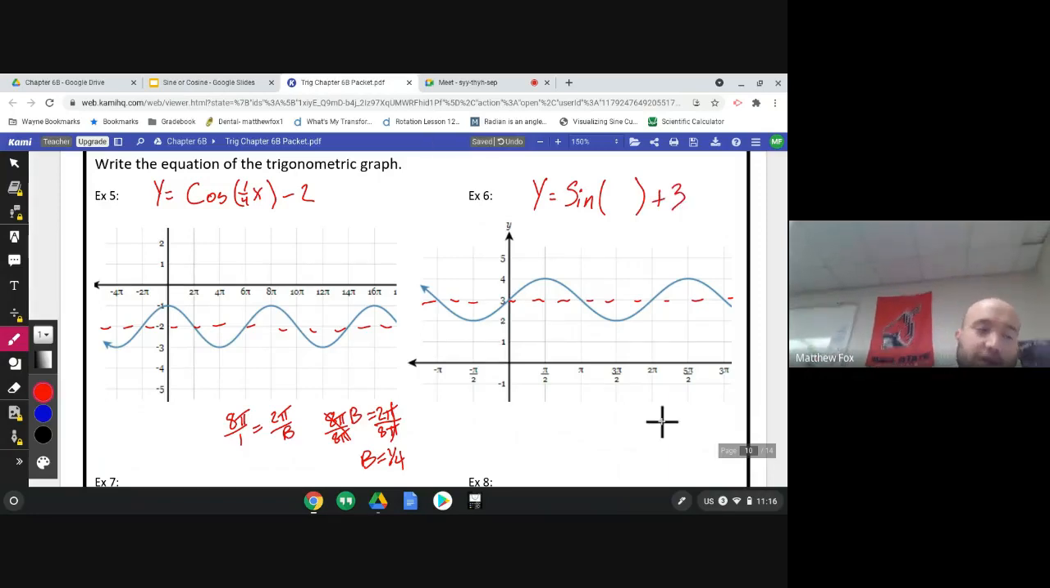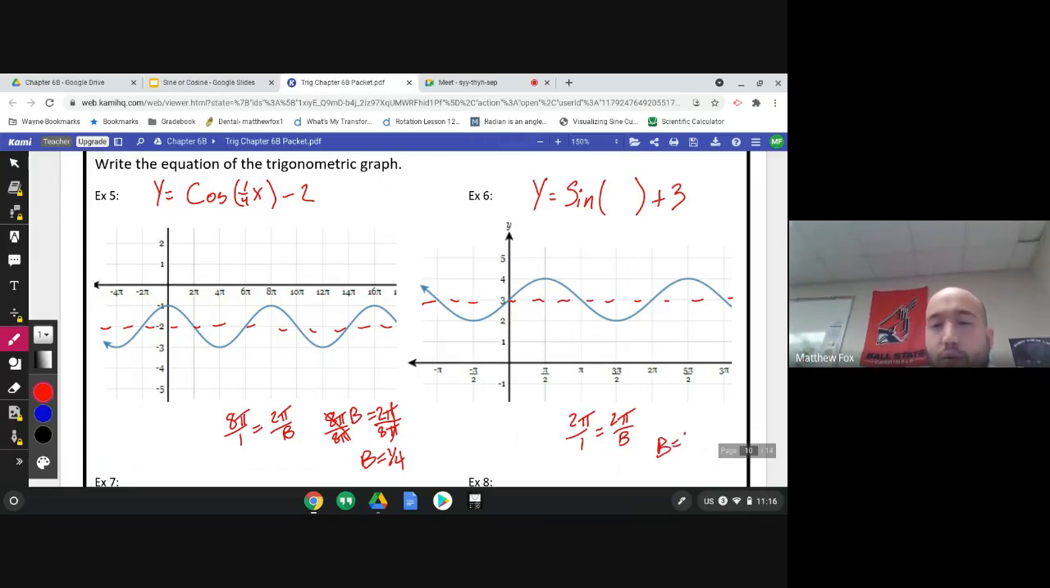Now, if we think about it here, we need to figure out what our period is. So we start here, it goes up, then down, all the way to 2 pi. So once again, if you forget, you can always set up 2 pi over 1 equals 2 pi over b. But anytime it's 2 pi, that's kind of your standard, your generic version. B will just be 1. So 1x, or I'm just going to put in x.